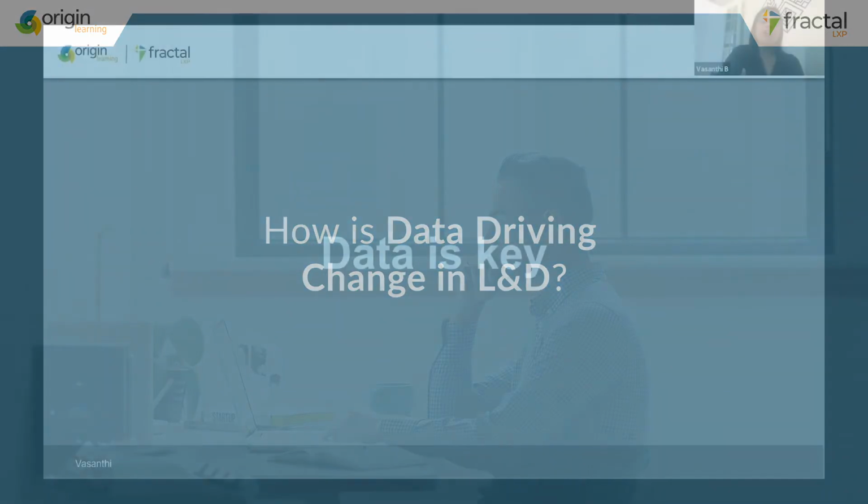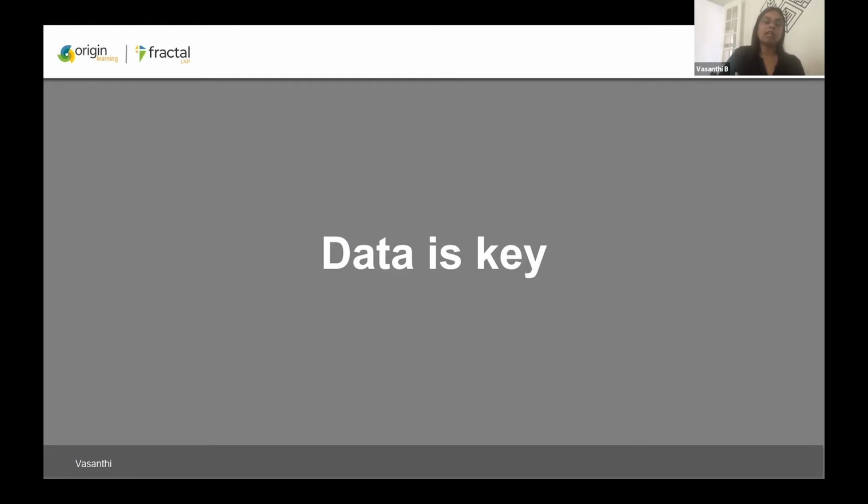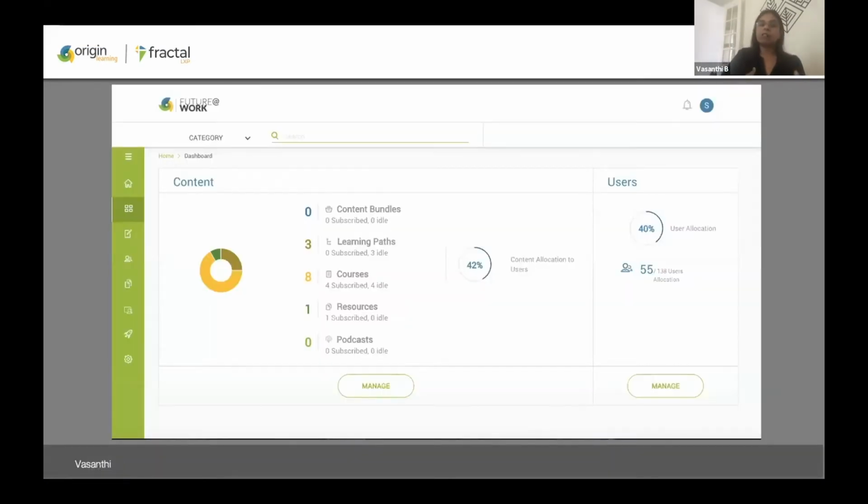Data is driving a lot of changes within organizations. I think the way the data is getting presented these days is more visual. A lot of sorting and analytics happens at the back end. For example, the screen just tells you how much content is available on your platform, how much has been allocated, and how many users have been assigned to courses, for example, right?